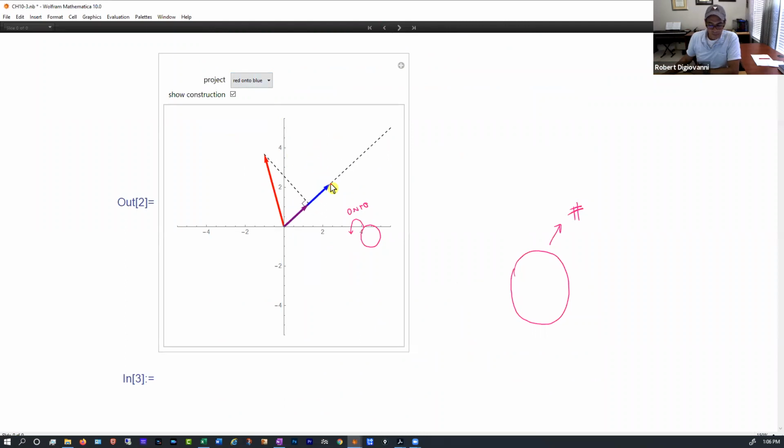So let's just say for the sake of demonstration, this is the vector V, the blue one, and this is U, then I'm projecting U onto V. Notice that the purple vector is a scalar multiple of the blue vector, right? And that's what the formula should indicate, which it does.